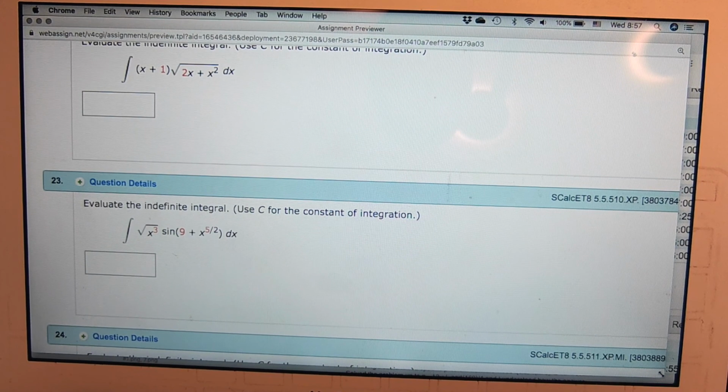The integral of the square root, x cubed, sine of 9 plus x to the 5 over 2, dx.